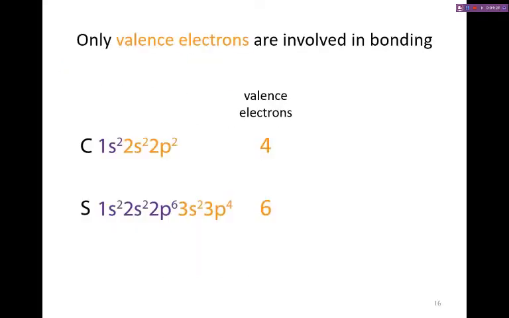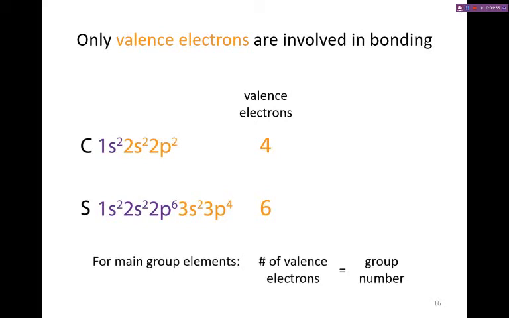Let's talk more about valence electrons. As I mentioned earlier, the valence electrons are the electrons that are involved in the bonding. If we take a look here at carbon and sulfur, we can see in yellow the valence electrons, and we can predict the number of valence electrons based on the main group number. Carbon is in the fourth group, and it has 4 valence electrons. Sulfur is in the 6th group, and it has 6 valence electrons. So for main group elements, the number of valence electrons is equal to its group number.